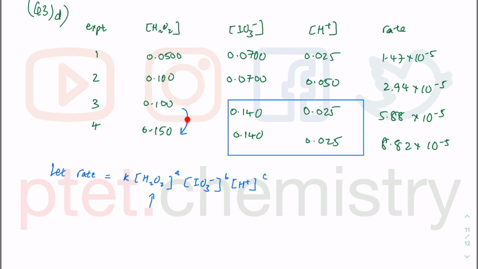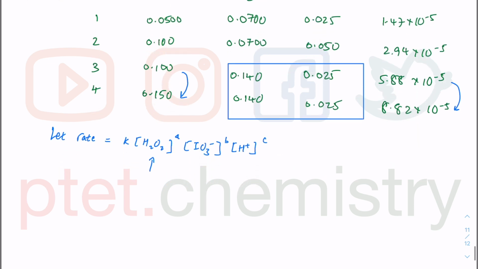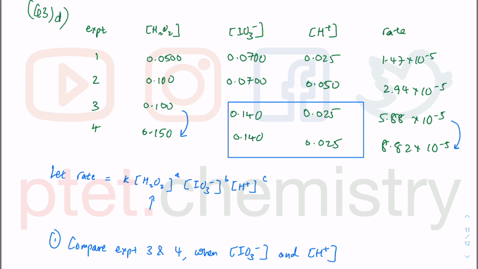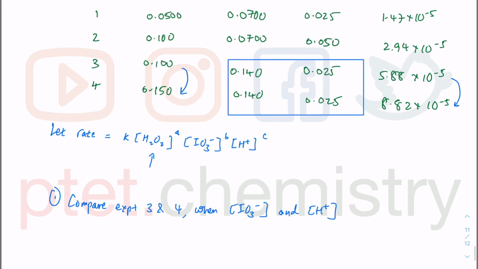It's increasing by a factor around 1.5, and what happened to the rate here? Alright, to put it into words, when you explain it, the order with respect to H2O2, this is what we will write down. Compare experiment 3 and 4, when the IO3 minus, which is the second column above, and also H plus, which is the third one for the concentration. This is the H2O2, IO3 minus and H plus, when the IO3 minus and H plus concentration are constant.